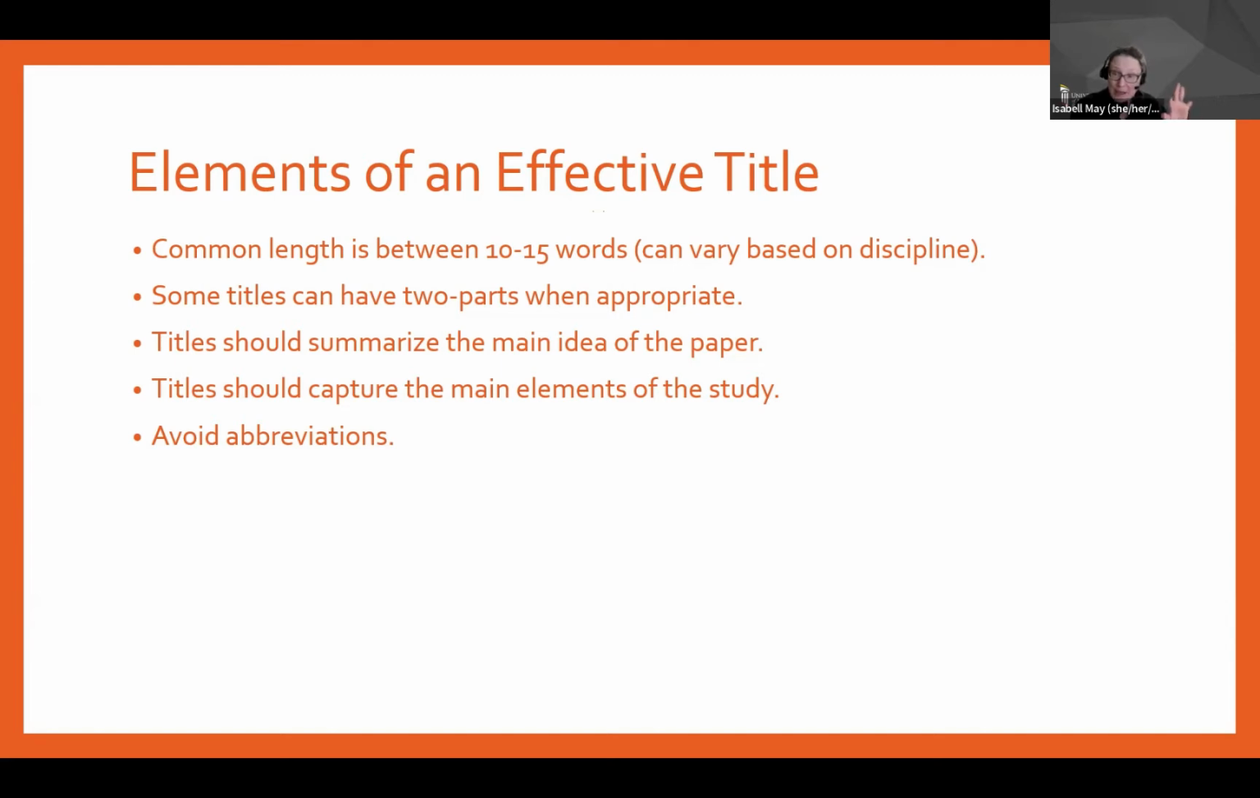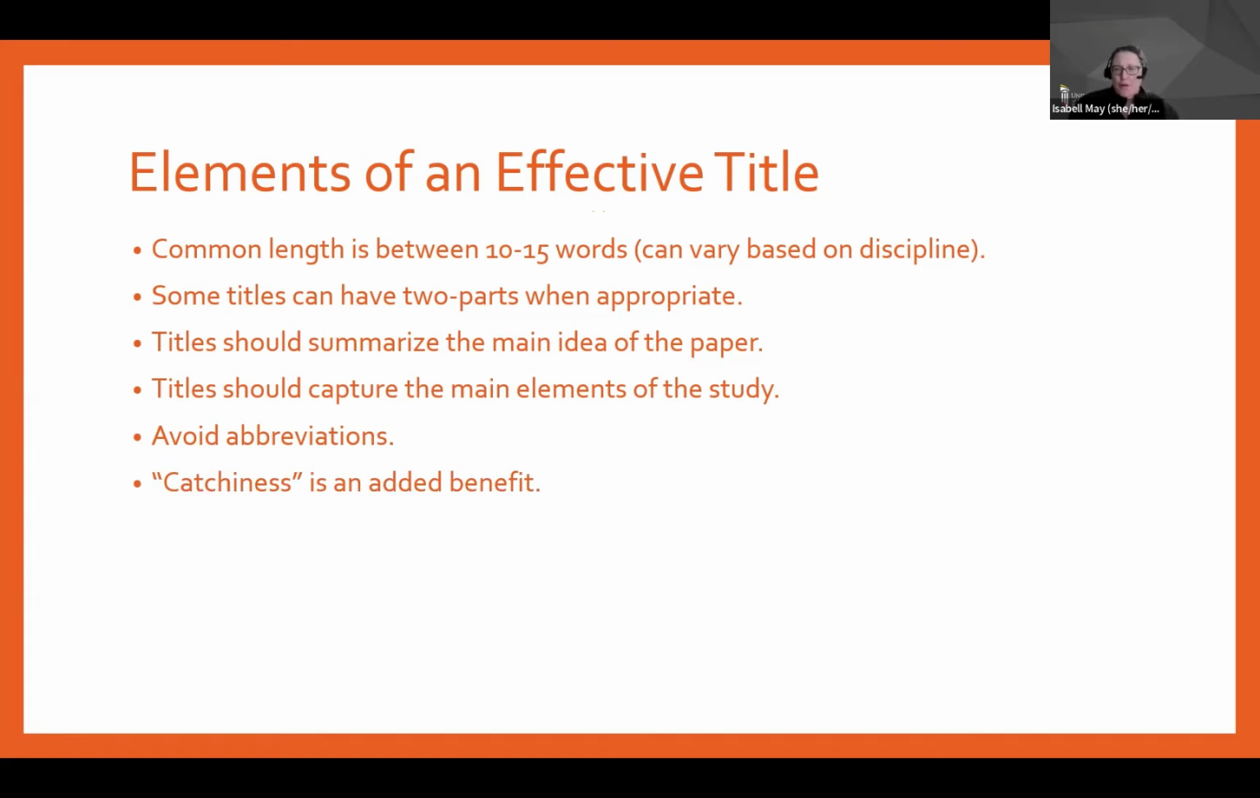interesting to read. And abbreviations in abstracts follow a similar kind of advice. Try to avoid abbreviations as much as possible in the abstract. If you have to use them, you have to write them out first. And then, in your main text, you can do different things. But in the abstract, it can be very distracting.